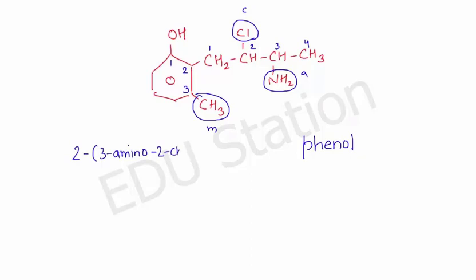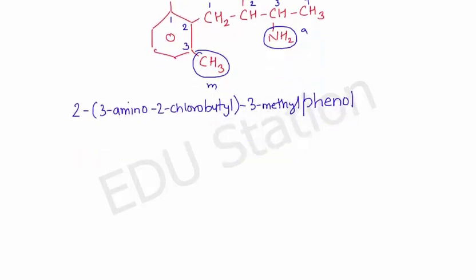2-chloro, 4 carbons in one line, so you'll be using butyl, close the bracket, 3-methyl phenol. Please observe the complex part carefully. See if there is any doubt or any area which you are not able to understand.